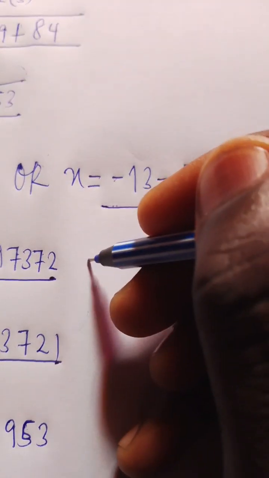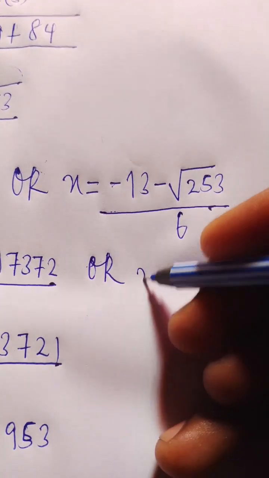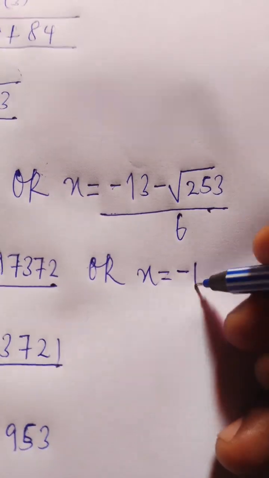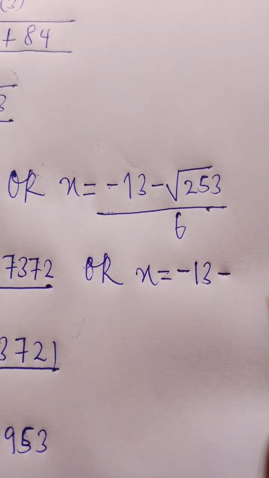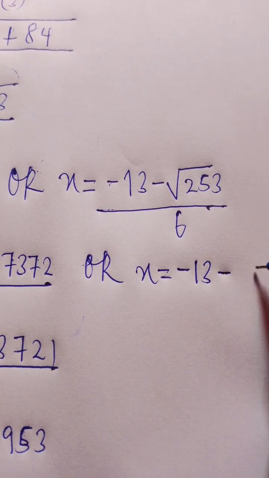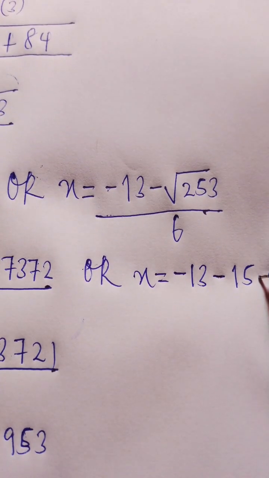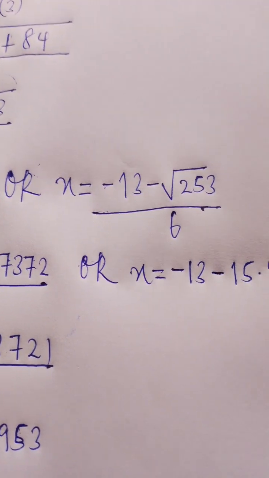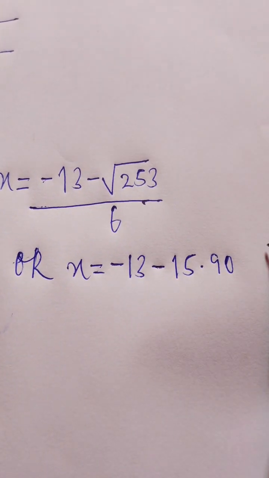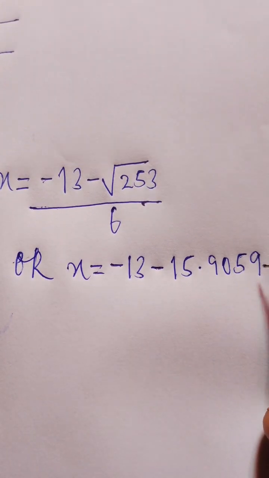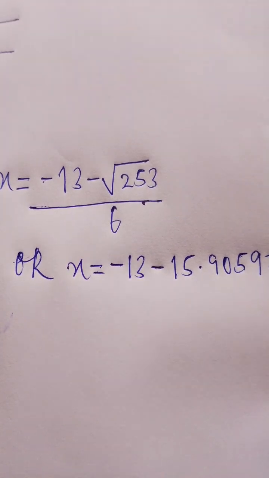Then let's work out the other side. So I'm going to say x is equal to negative 13 minus the square root of 253. We already found it to be 15.90597372.